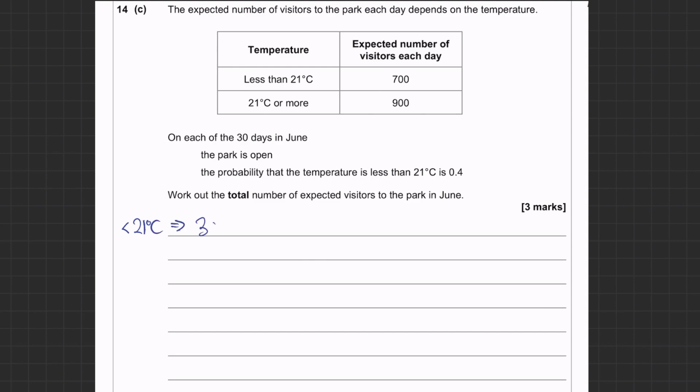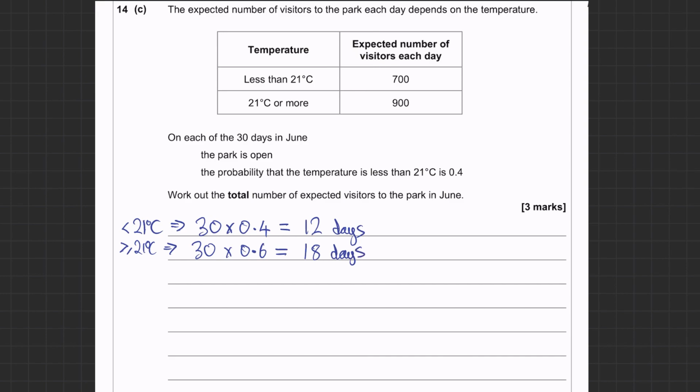So 30 days in total, and there's a 0.4 chance that it's going to be less than 21 degrees, and that will be 12 days. Probability that it's greater than or equal to 21 degrees will be 30 days multiplied by 0.6, because the days is not less than 21. Or you could just do 30 take away 12. Either way, you'll get 18 days.